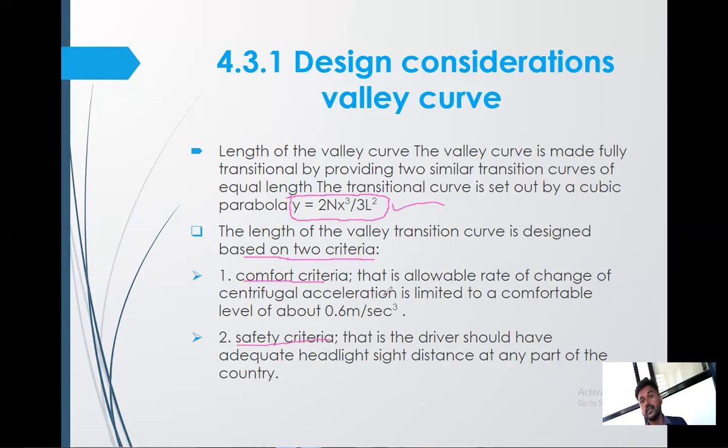Comfort criteria is for giving a comfortable centrifugal force along that road. For that purpose, the rate of change of centrifugal acceleration is assumed as a standard 0.6 meter per second cube. Centrifugal acceleration for the valley curve is taken as 0.6. You will see it when we write that formula, I will give it there also.